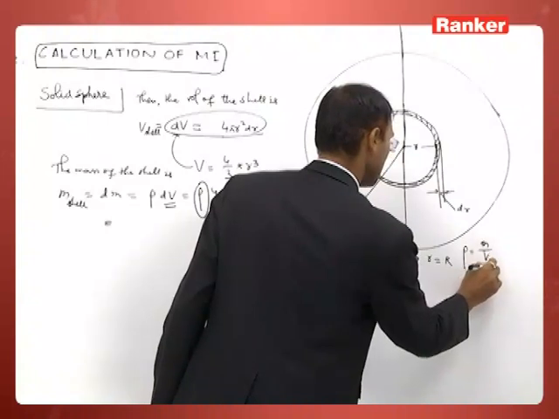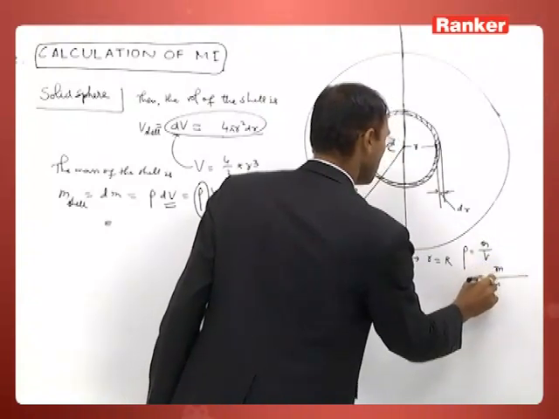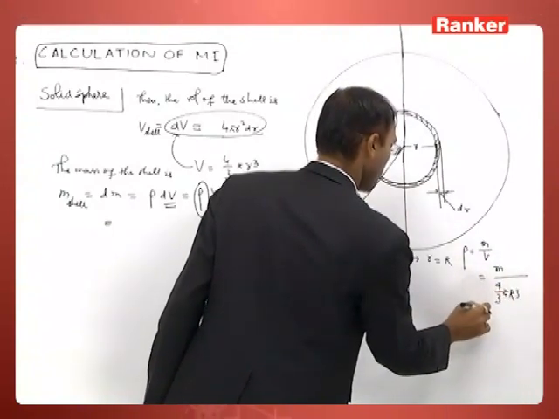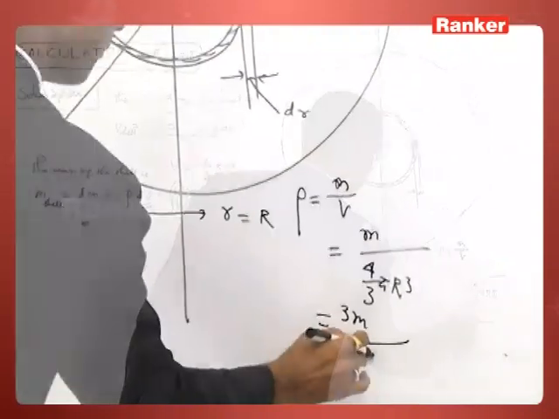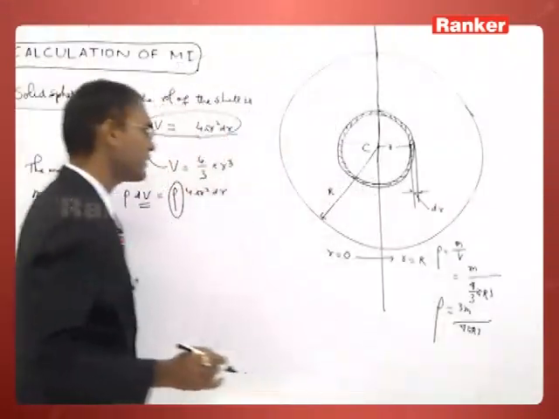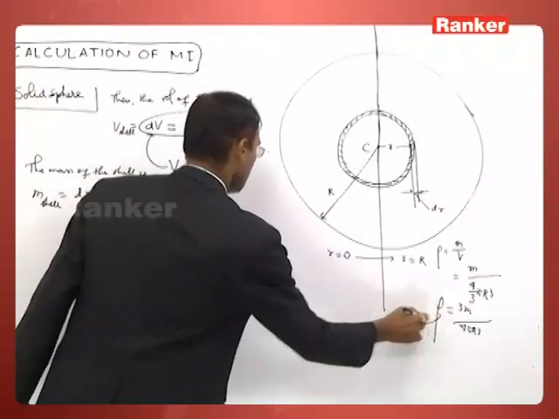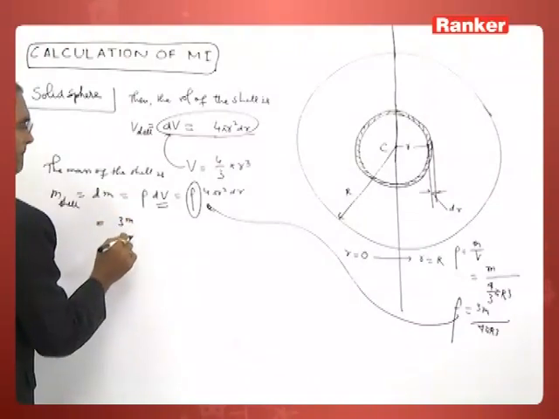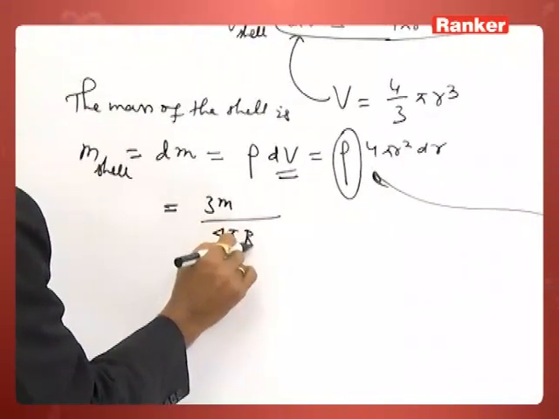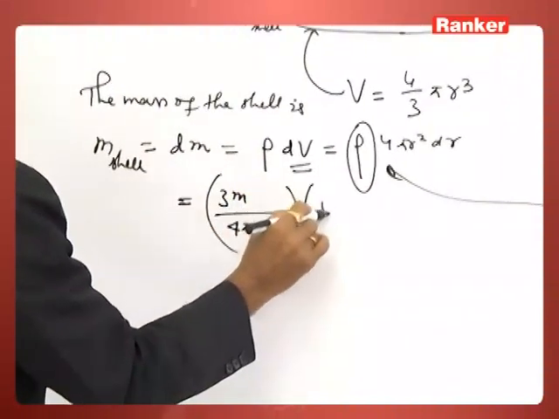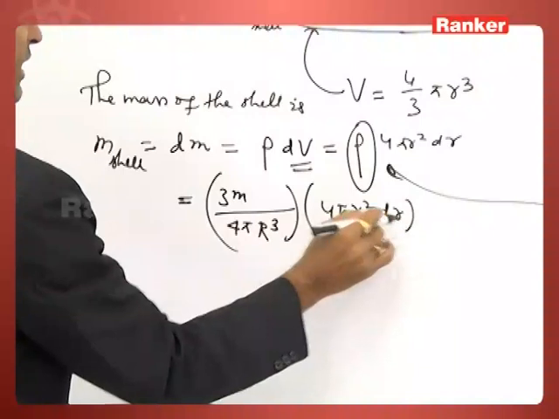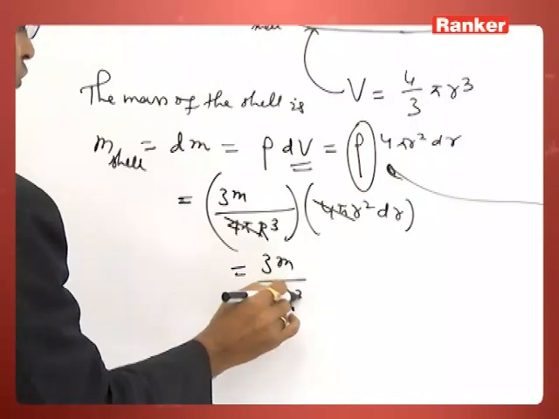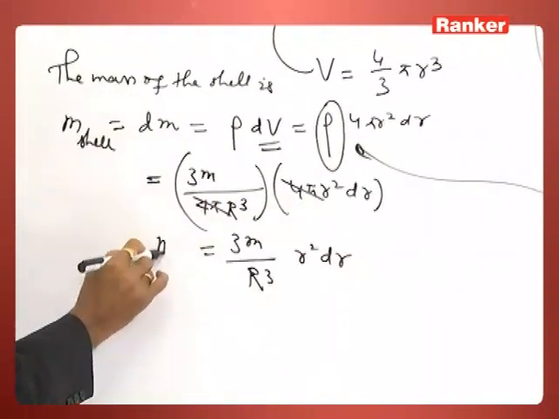Its mass, let it be m, and volume is 4 by 3 pi r cube. So, this will be equal to 3m by 4 pi r cube. That is the density of the solid sphere. Substitute here. So, 3m by 4 pi r cube into 4 pi r square dr. 4 pi will be getting cancelled. So, 3m by r cube r square dr. This is the mass of the shell.